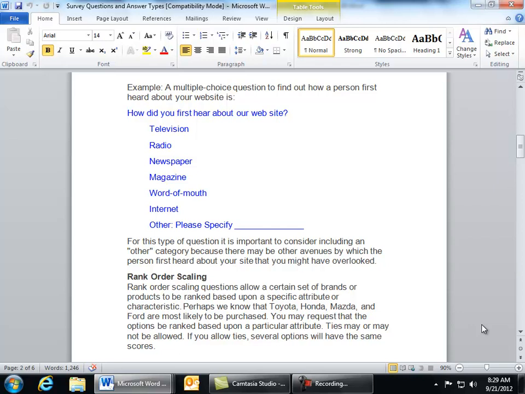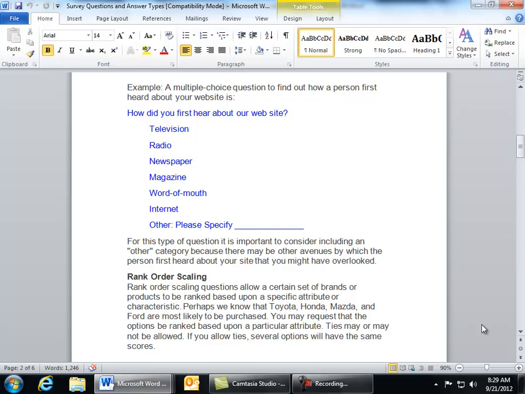Here's an example of a multiple choice question to find out how a person first heard about your website: how did you first hear about our website? This also comes up often when they are doing job searches. How did you hear about our job? Because they want to make sure that their advertising is working. Is it television, radio, newspaper, magazine, word of mouth, internet, or other? Please specify.